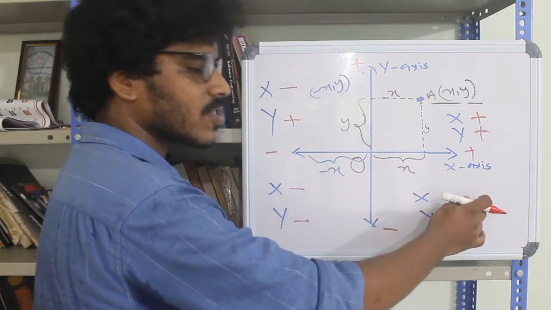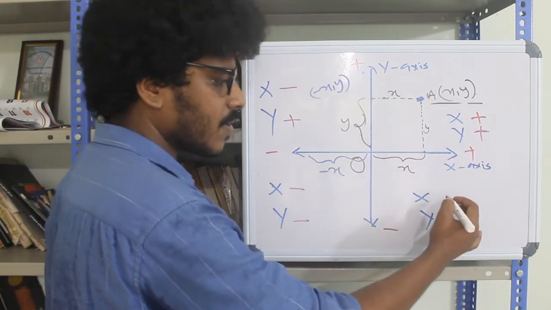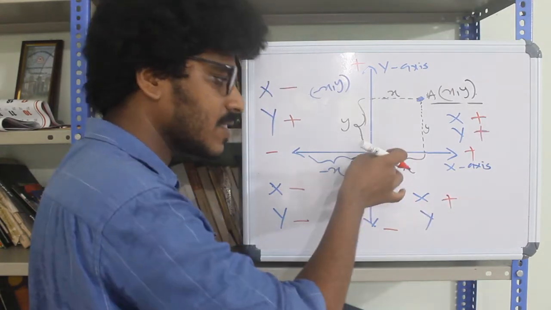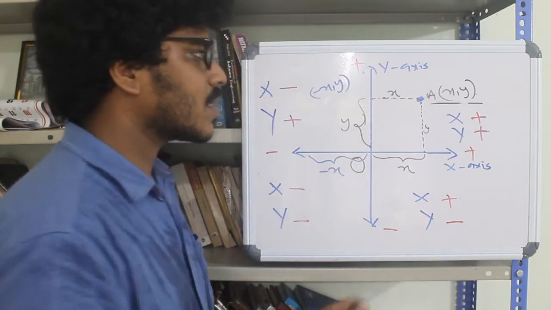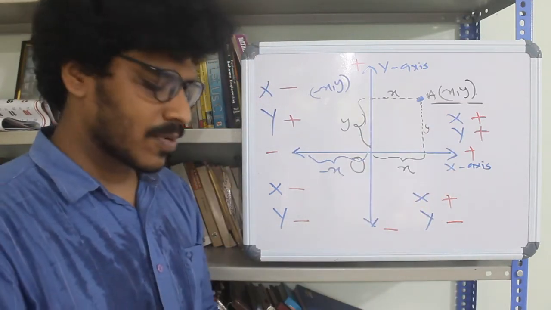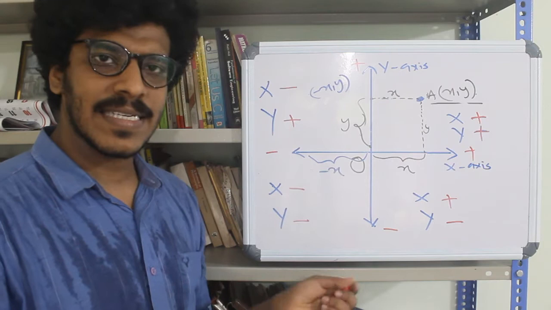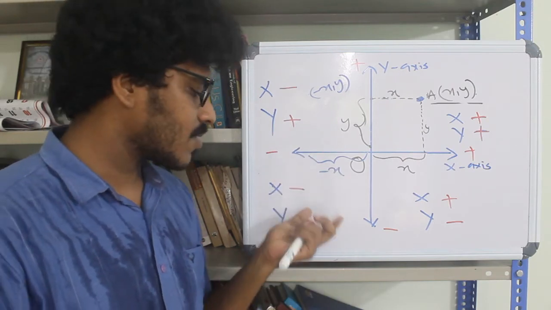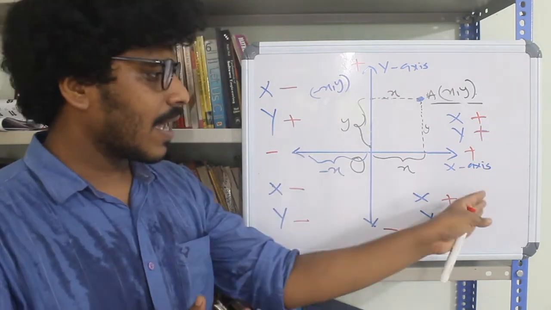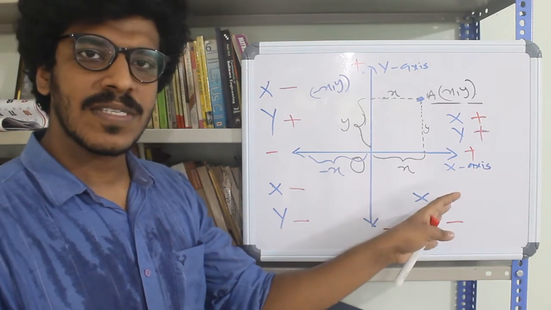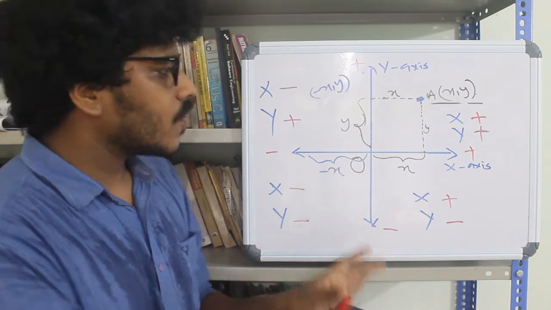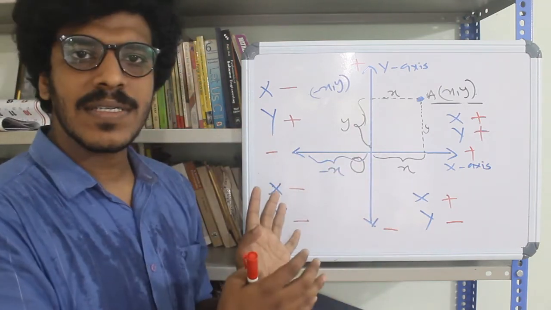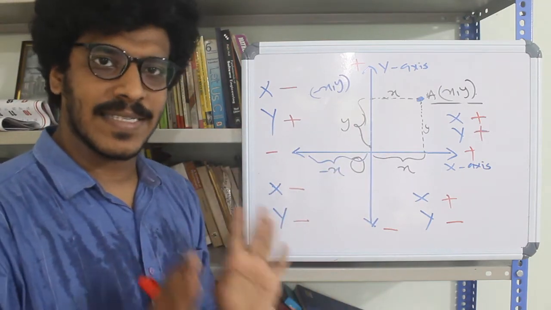In the fourth quadrant x is to the right of the origin, so it is positive, but y is to the downward side of the origin, so it is negative. So in the first quadrant both x and y are positive. In the second quadrant x is negative and y is positive. In the third quadrant both x and y are negative, and in the fourth quadrant x is positive and y is negative. So this whole setup is called the Cartesian coordinate system.